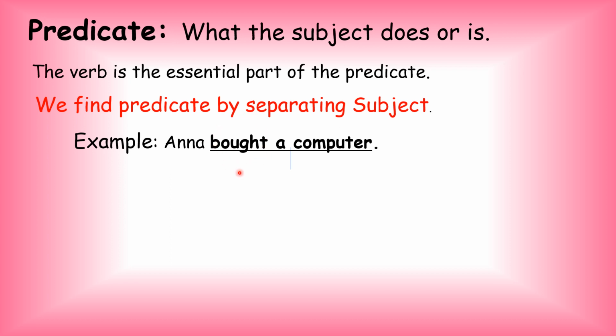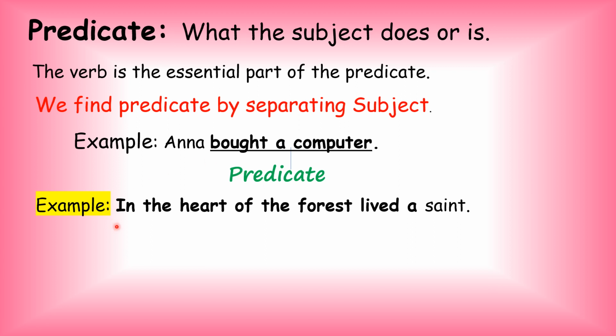Okay, children. Now let's take one more example. In the heart of the forest lived a saint. Who lived in the heart of the forest? A saint. So a saint is the subject. Separate this subject. What is left? In the heart of the forest lived. Yes? No, we will say lived in the heart of the forest. So this part is your predicate.